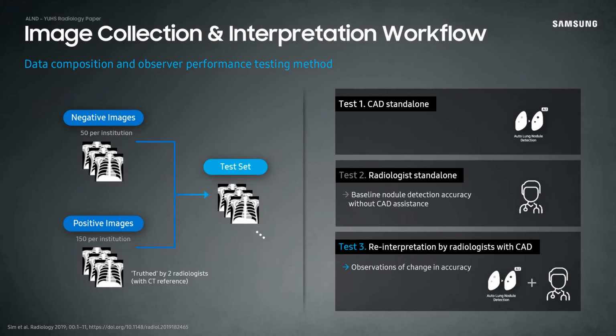The normal radiographic images were then intermixed with the CT-confirmed positive lung nodule images and sent through 3 tests. Test 1 was with CAD as a standalone. Test 2 was the radiologist interpreting standalone, and Test 3 was the mixture of radiologists with CAD as a second reader.